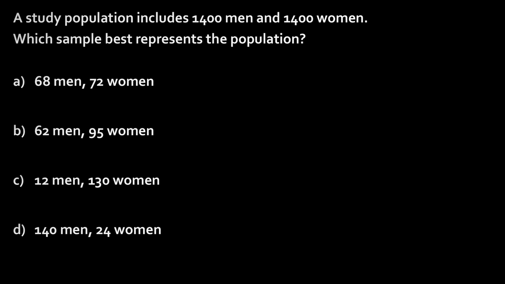Well, I'm going to cross off C right away and D because the gaps in those numbers are just crazy, going from 13 to 12 and 24 to 140. No, thank you. Looking at A and B here, A is going to be the closest, right? 68 and 72 are much closer together than 62 and 95. So again, take your time, look at the numbers that you're given in your actual question up here, and find your answer choices that are most similar to those.